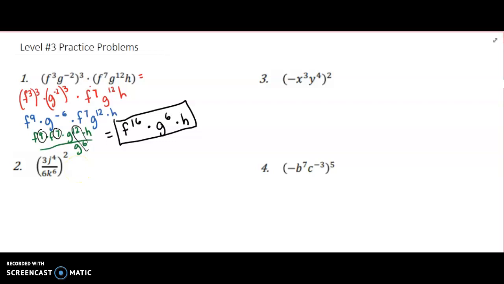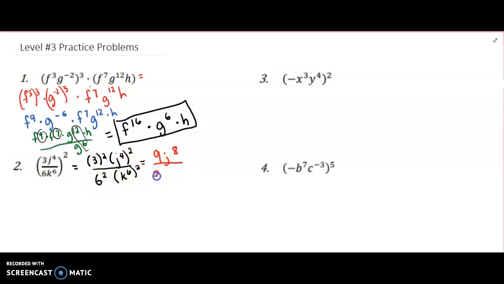All right, let's look at 2 here. Okay, so remember this 2, since these are all in parentheses, it applies to every term in here. So this is just 3 to the 2nd power times j to the 4th to the 2nd power over 6 to the 2nd power times k to the 6th to the 2nd power. Okay, well 3 squared, guys, is 9 times j to the, when I have a power and then raised to another power, we multiply those. So 4 times 2 is 8.